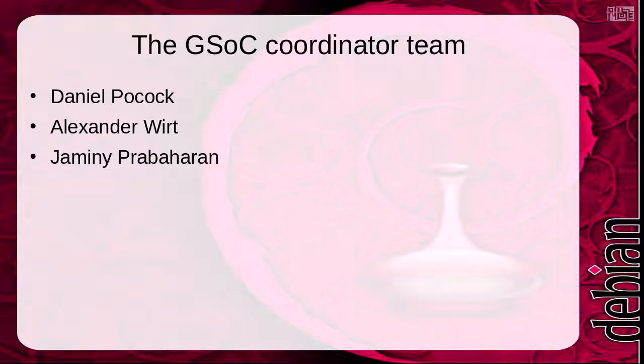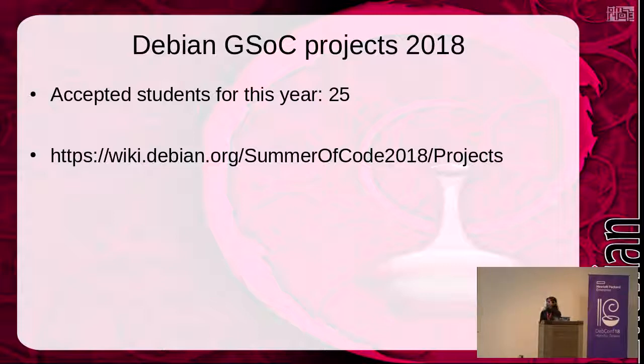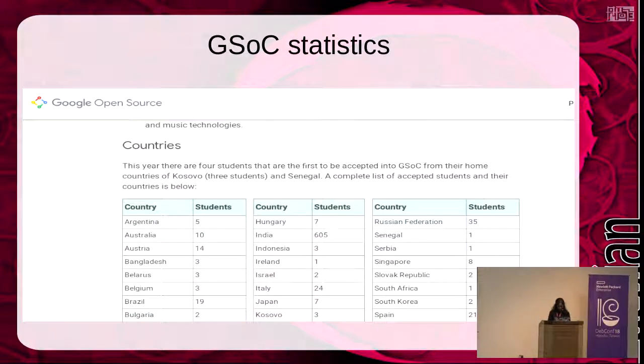And this is the team for GSoC coordination. I'm representing the team: Daniel Pocock, Alexander, and me. This year we have accepted 25 students, and that's the link for the projects that are ongoing this year. There is an interesting GSoC statistic this year, from the Google open source blog: four students were accepted from Kosovo, and three of them are from our Debian community, and they are here joining us to introduce more about their projects.